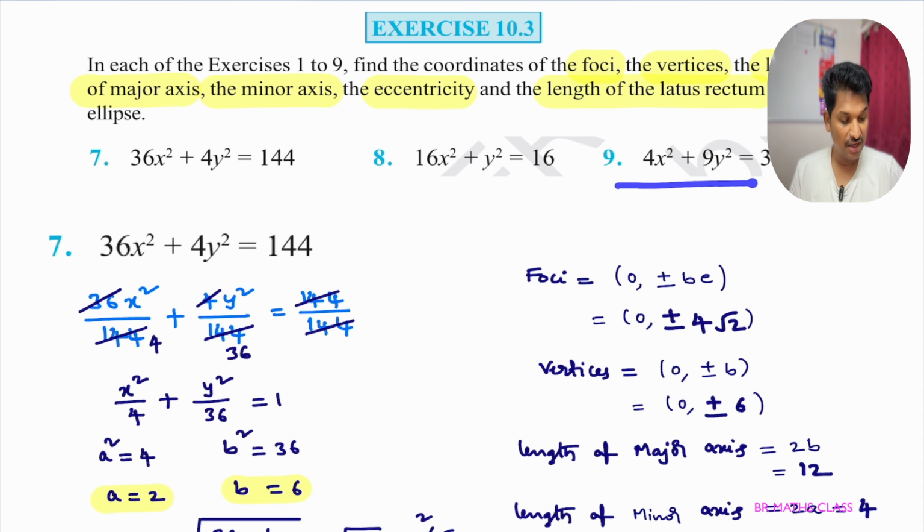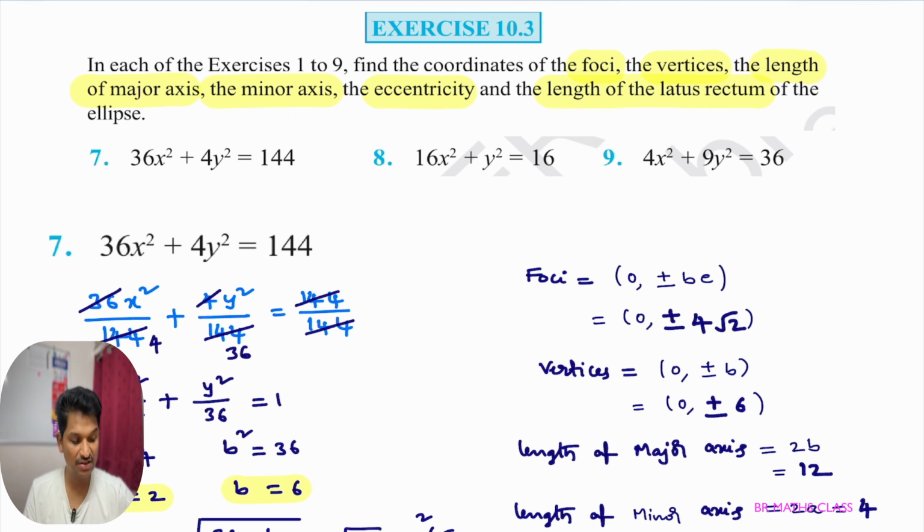See this ninth question. I want you to try this problem on your own, which is similar to this seventh question and eighth question. First, you convert this equation into the form of x square divided by a square plus y square divided by b square equal to 1. For that, you divide this complete equation by 36 like this. Then what you will get? x square divided by 9, y square divided by 4 equal to 1.